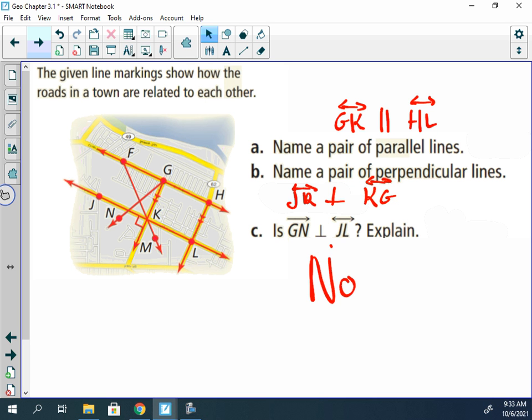Any questions on any of this here? Any questions on anything we've done so far?